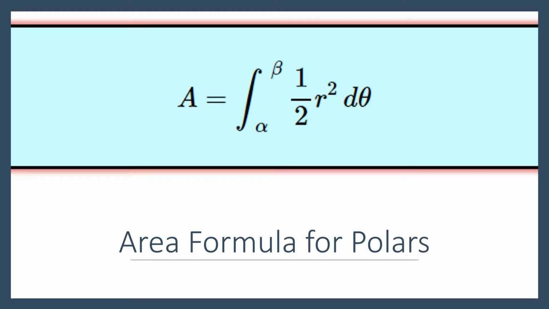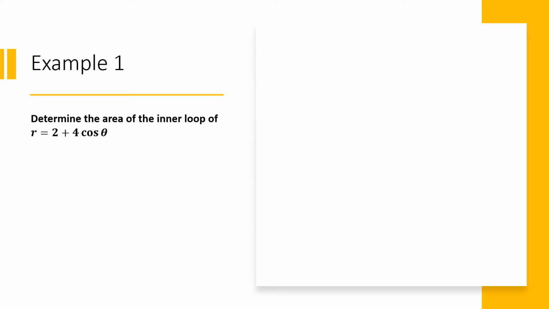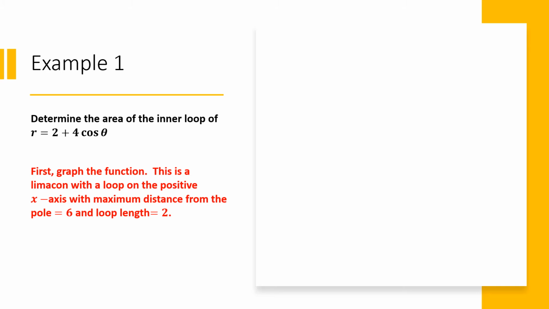All right, so our area formula for polars, we have the integral from alpha to beta of 1/2 r squared d theta. You just need to remember the formula or the setup for your polar area. For example 1, it says determine the area of the inner loop of r equals 2 plus 4 cosine theta. So the very first thing we're going to do is graph the function.